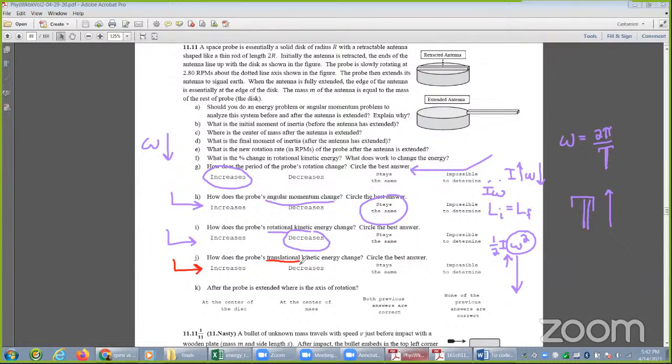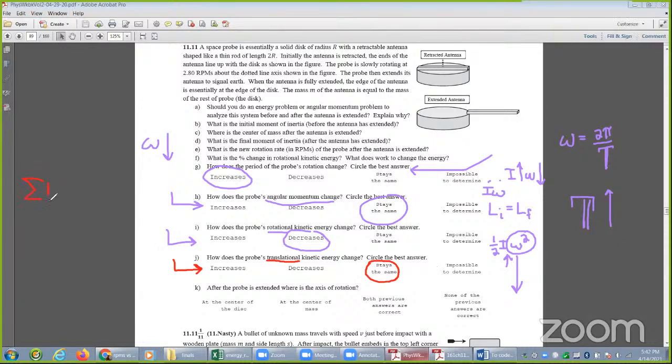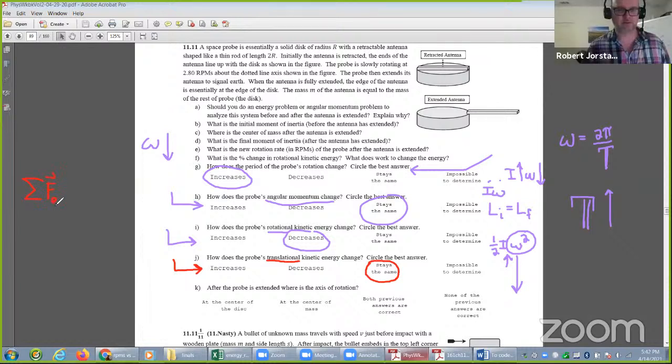Stays the same. Yes, it will stay the same. Why is that, in your opinion? I think because it's in space, so there's no external forces. Okay, if there's no external forces, I like that. What is conserved if there's no external forces? Do you remember? Is it angular momentum, energy, or linear momentum? Do you remember?